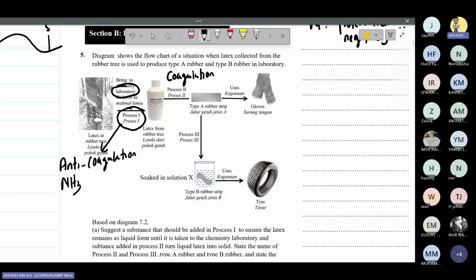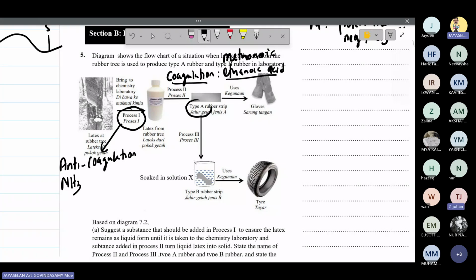Coagulation in the laboratory, they put here. In the laboratory, we will add ethanoic acid. If factory, methanoic acid. So in this coagulation process, they add ethanoic acid. Or you can write methanoic acid, because here it is a glove, right? Okay, any question?